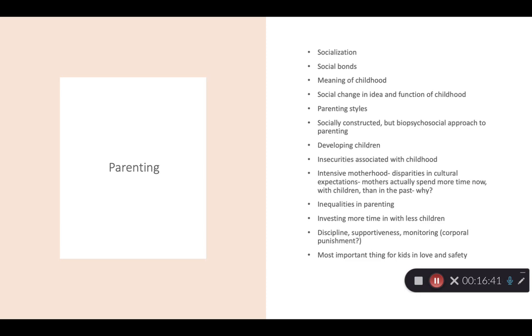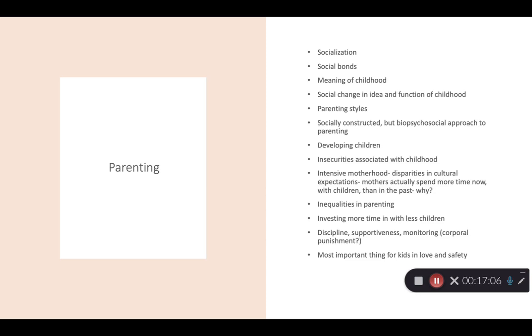Okay? But in modern times, we're focusing more on developing children. But again, these insecurities associated with childhood are then associated with your socioeconomic status and things along those lines. So we have to be considering those factors. The book defines this concept of intensive motherhood, disparities in cultural expectations. And again, moms actually spend more time with their children now than in the past.